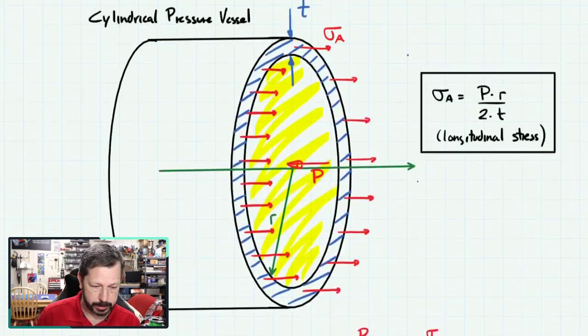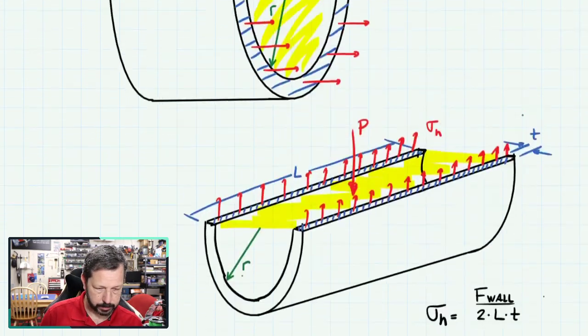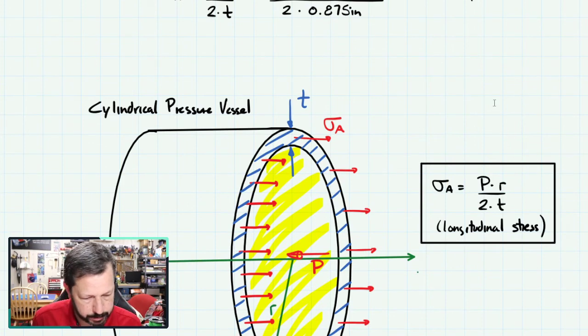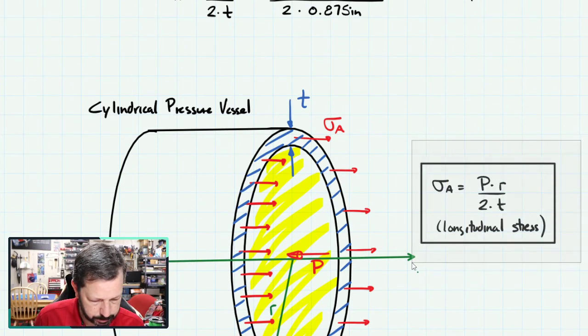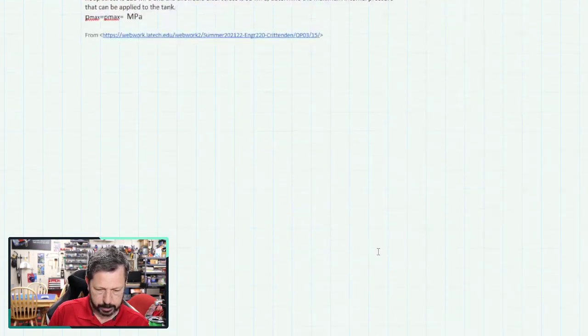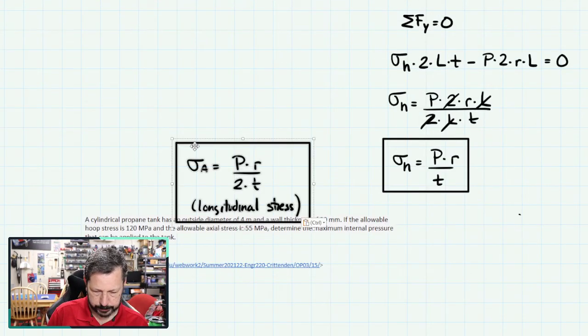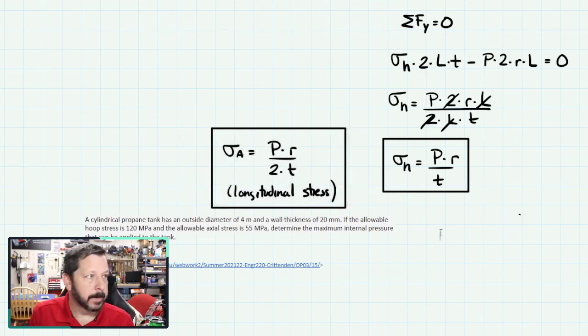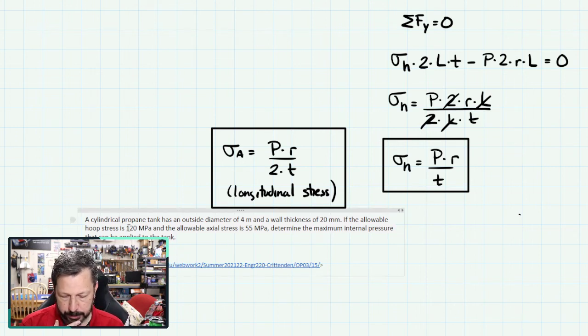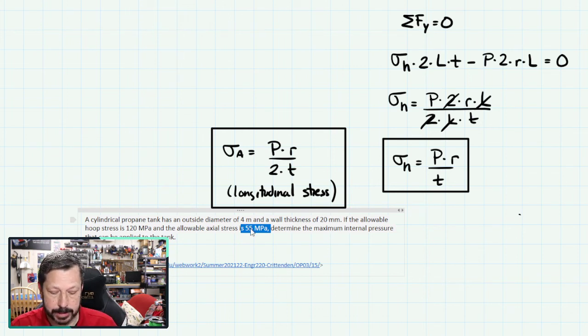Let's grab our axial stress equation and put that down here. So I've got these two equations. Both of these stresses exist in this cylinder. And if I'm looking at the allowable stresses, the hoop stress is more than twice the allowable axial stress, right? So even though it's going to be a larger hoop stress, twice that of the axial stress, the allowable stress to exist in the axial direction is less than that.